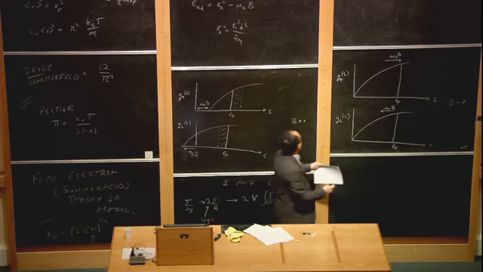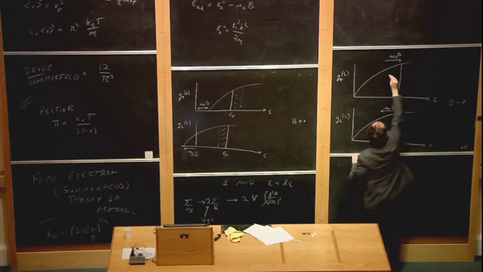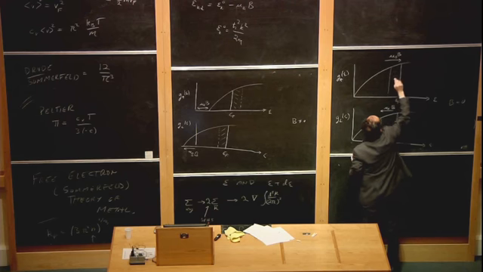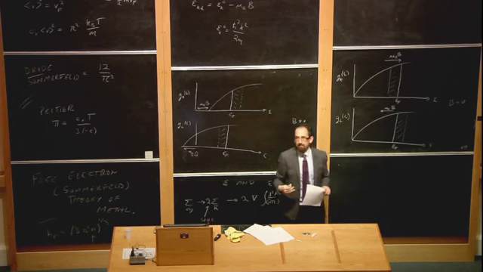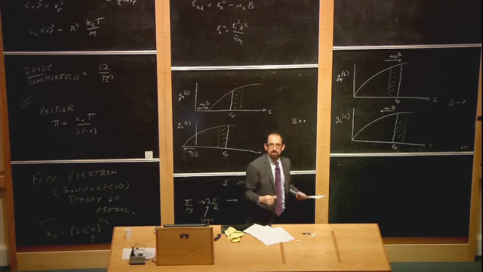So these states here got pushed up in energy above the Fermi surface, so they emptied out, whereas these states here got pulled down in energy, so they filled up. Okay? Is that clear? I know this gets a little bit confusing.